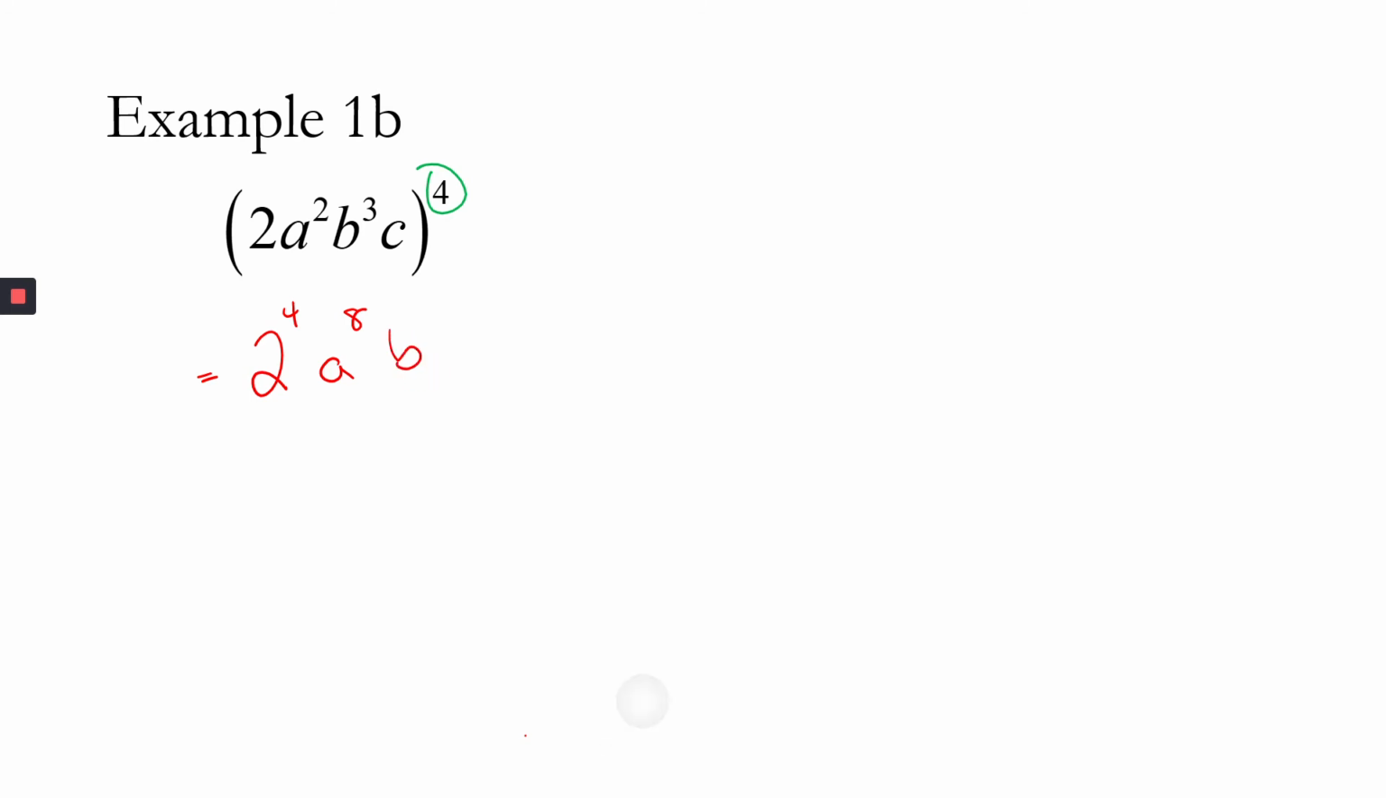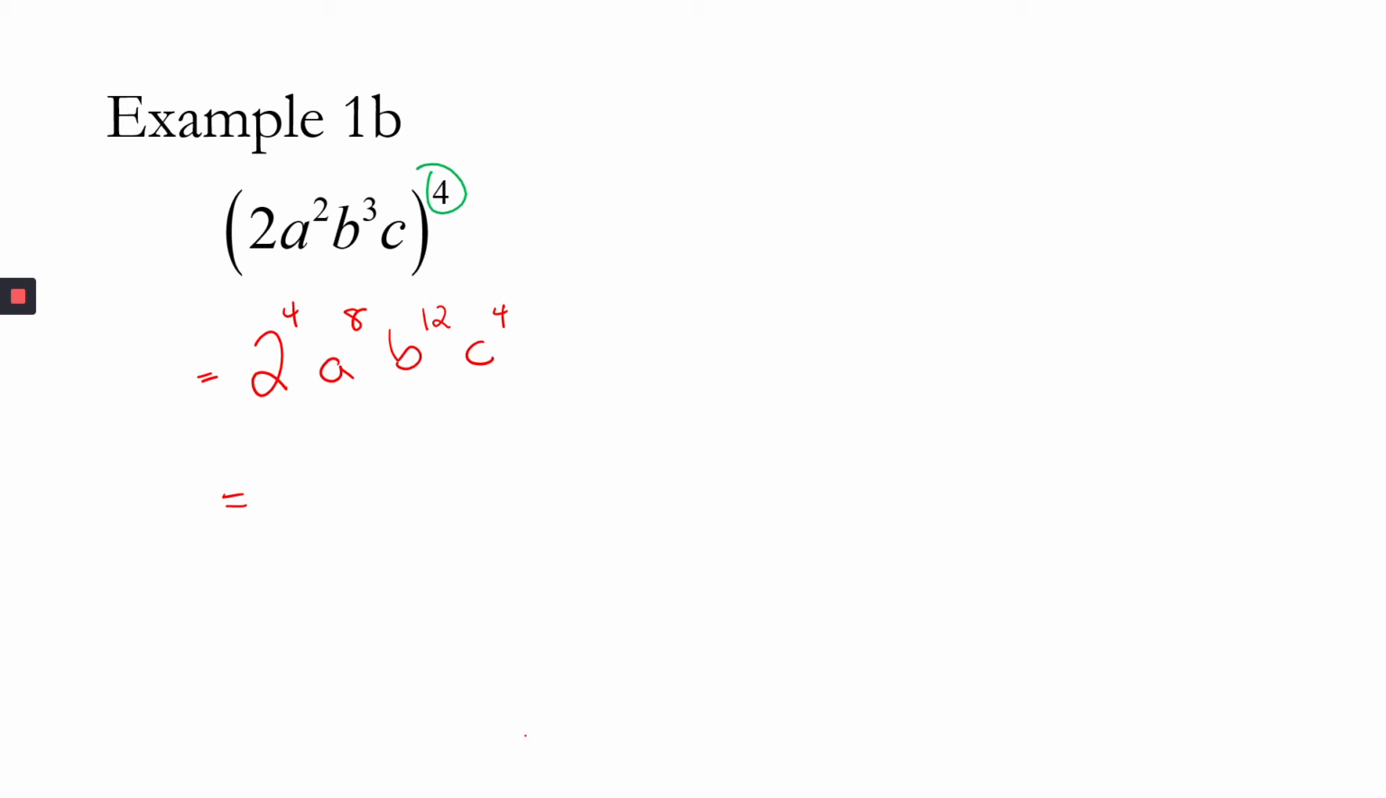Same thing happens with the b. We're going to multiply again. And then with the c, again, we don't see an exponent, so we assume it's 1. And then 1 times 4 just gives us 4. Now the variables are taken care of here, and we're done with that part.